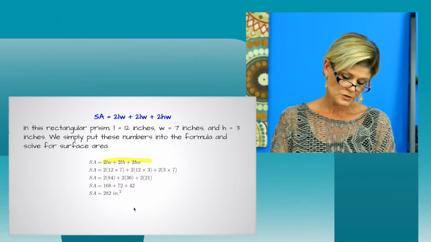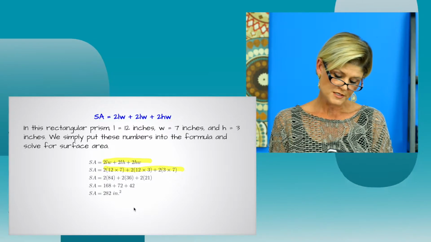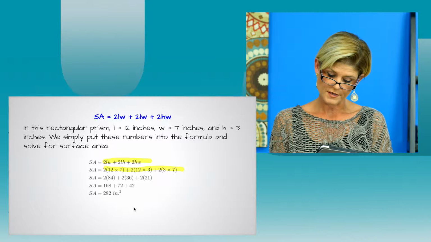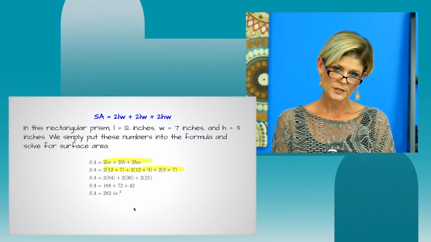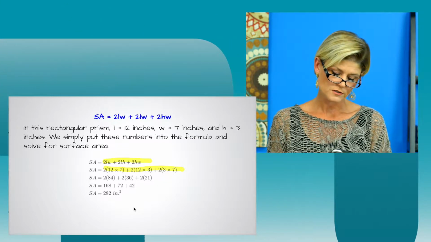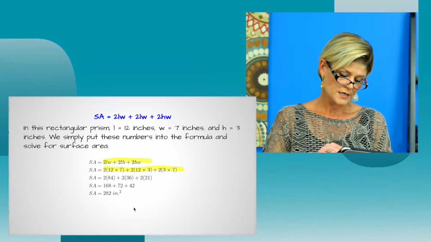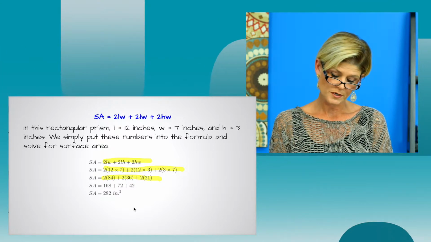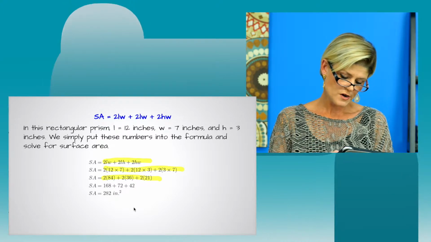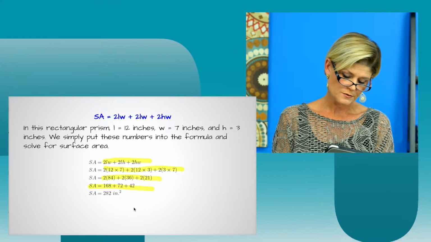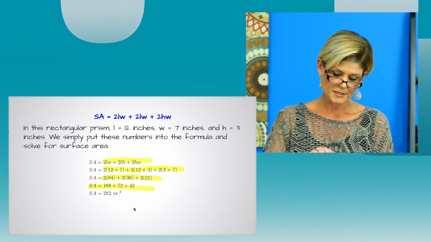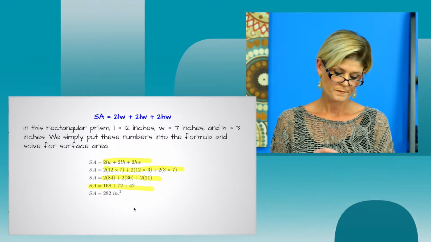Now we're just going to plug our numbers in. It's going to be 2 times 12 times 7 plus 2 times 12 times 3 plus 2 times 3 times 7. Using the order of operations, we solve in our parentheses first. So we get 2 times 84 plus 2 times 36 plus 2 times 21. And we get surface area equals 168 plus 72 plus 42. The surface area is going to equal 282 inches squared.